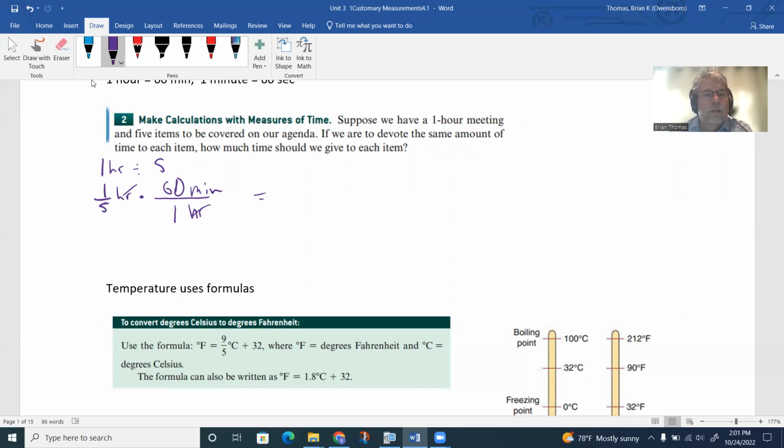So 1 times 60 would be 60. 5 times 1 would be 5. This is going to be 60/5 hours. I'm sorry, 60/5 minutes. But remember, 5 does go into 60. That's divisible. That's going to be 12 minutes is what we'd have to spend on each item. So that makes better sense. 1/5 of an hour, I don't know, but 12 minutes, yeah, I understand what 12 minutes is, and I can almost mentally pace myself on 12 minutes.